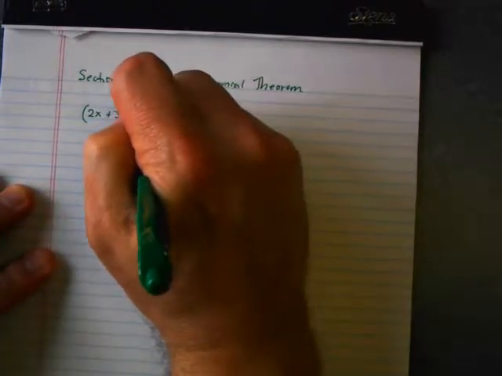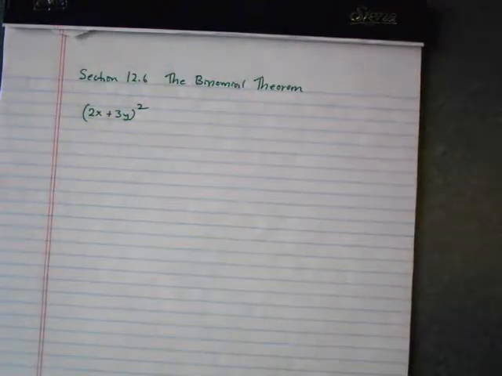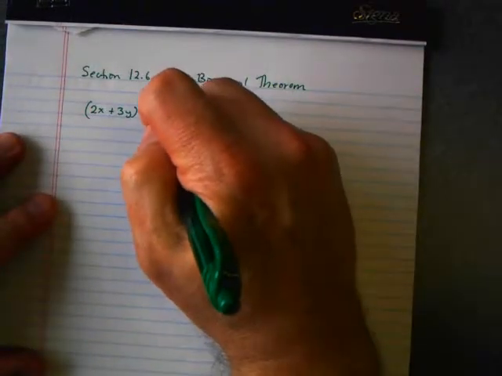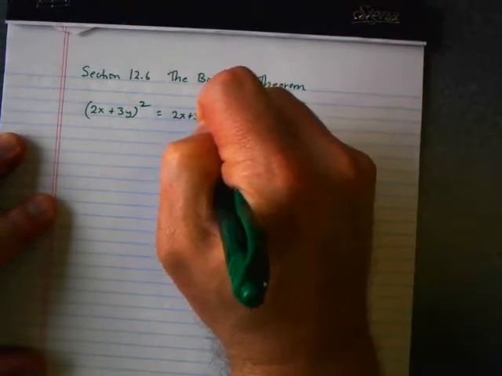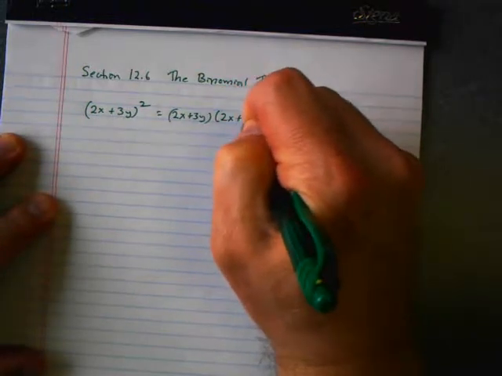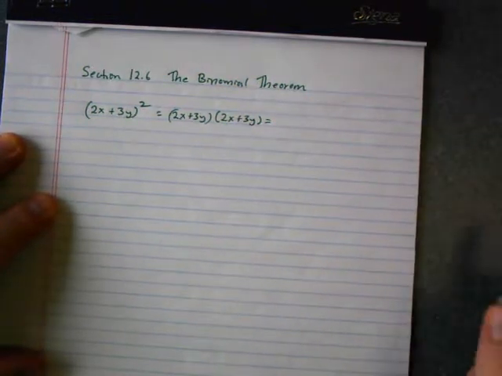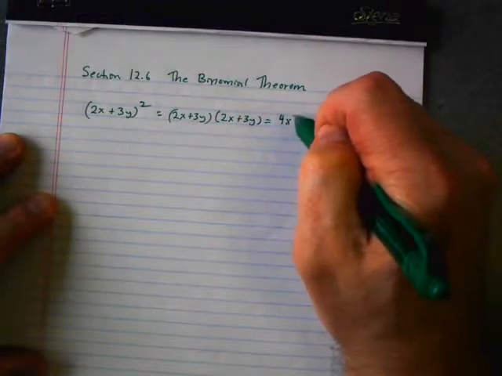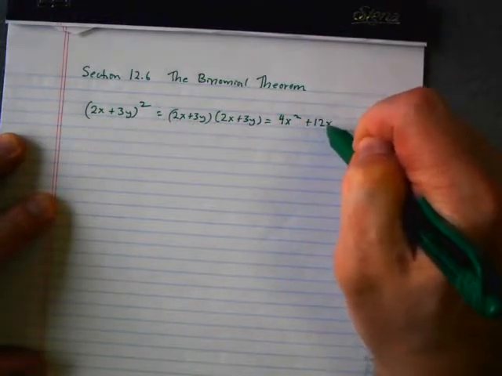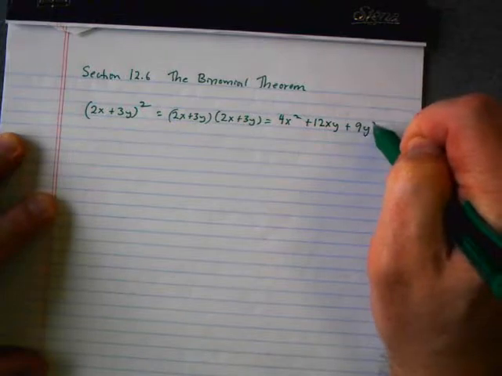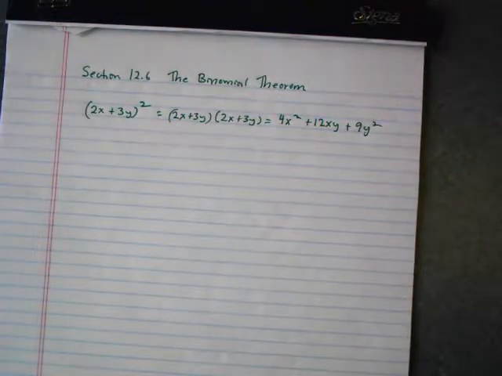Let's say I asked you to take a binomial like 2x plus 3y, and I asked you to square it. All right, so you'd write 2x plus 3y times 2x plus 3y, and you'd FOIL it out, and you would get 4x squared plus 12xy plus 9y squared. Check my work on that, make sure I did it correctly. Do you believe me? Good.